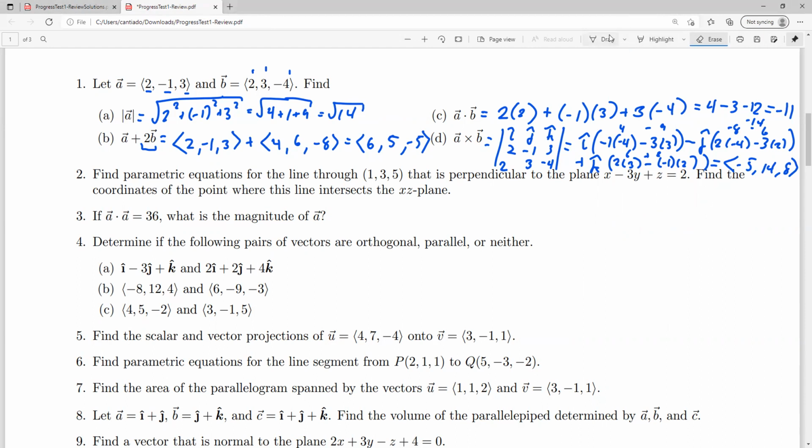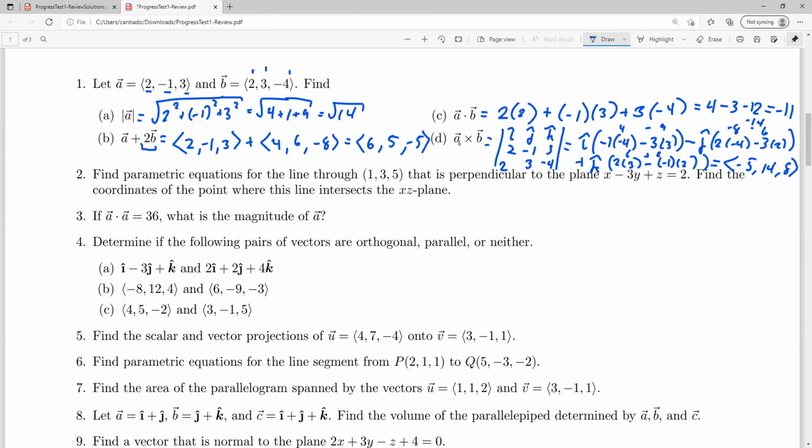Okay, number 2. Find the parametric equations for the line that passes through this point that is perpendicular to this plane, and then later find where this line intersects with the xz plane. Okay, so first things first, we got to find the equations for the line. So we know that it's perpendicular to this plane.